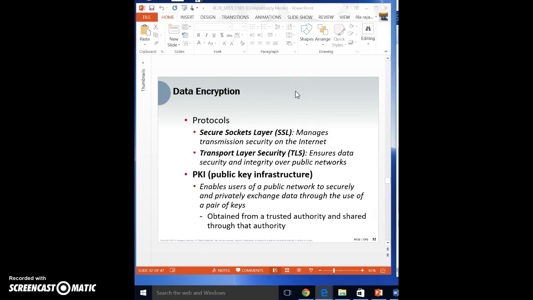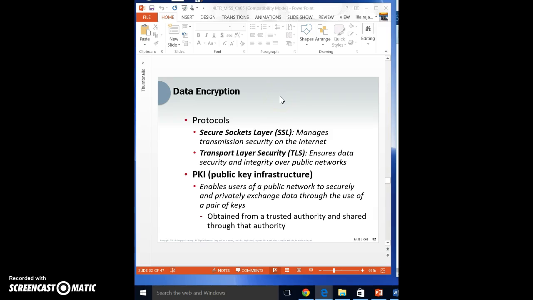A commonly used encryption protocol is called Secure Socket Layer, which manages transmission securely over the internet. So when we purchase something online, we can notice that the HTTP in the browser address bar changes to HTTPS. That HTTPS indicates a secure HTTP connection over the SSL protocol.